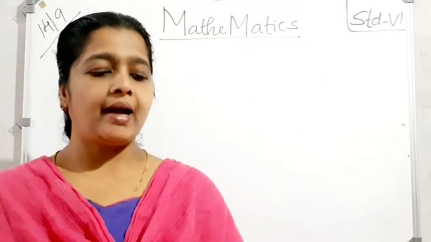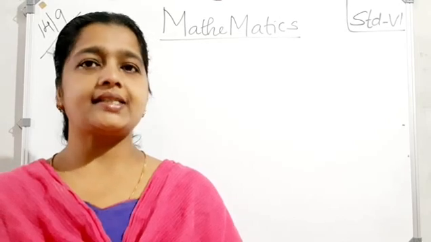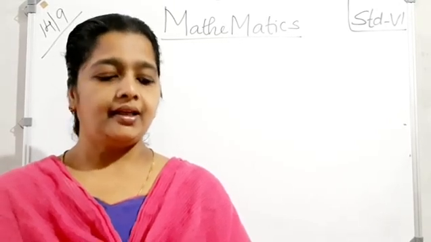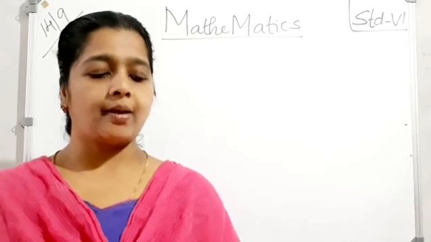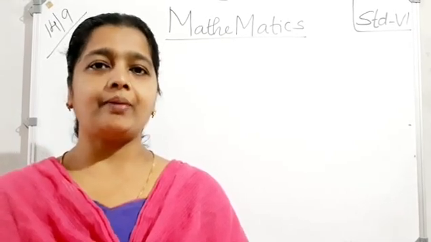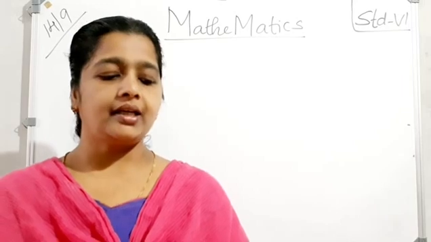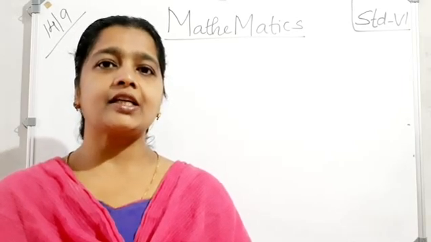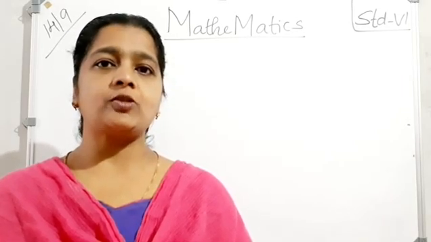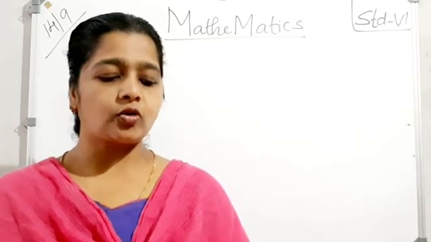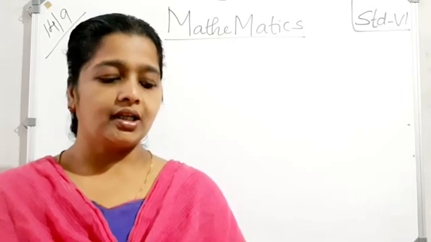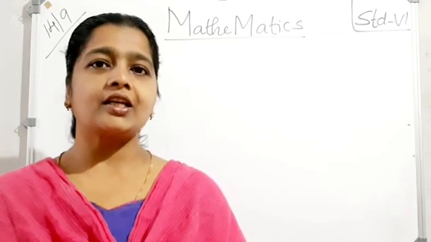Once more, a number which has only 2 factors is called a prime number. A number which has more than 2 factors is called a composite number. 1 is neither a prime nor a composite number. The smallest prime number is 2. It is the smallest prime number, which is even. Then the smallest composite number is 4. The smallest even number is 2.